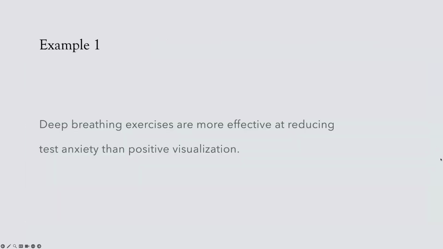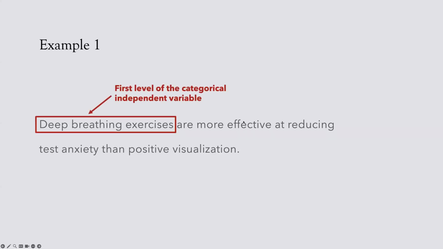So let's talk about example one. Deep breathing exercises are more effective at reducing test anxiety than positive visualization. This statement is falsifiable, which we need for our research purposes, part of science. If you're new to this, at first look you might think, oh, there's three variables here. But there's actually only two variables. The first is the type of coping technique, coping mechanism, or test anxiety reduction, whatever you'd like to call it.